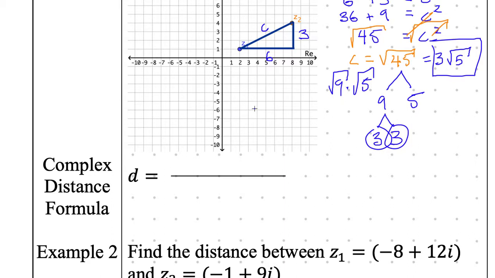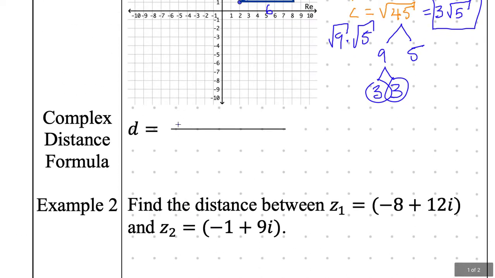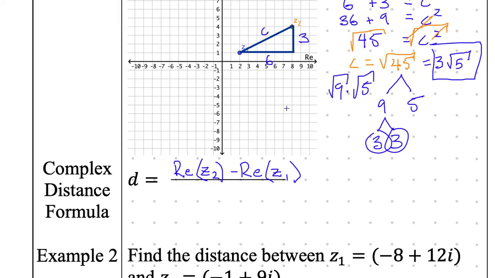All right, so we are going to say, I don't know why I put a line here. I'm thinking I messed that up with the midpoint. But this should be the real of z2 minus the real of z1. Okay, that was the distance 6 that we just found up here.